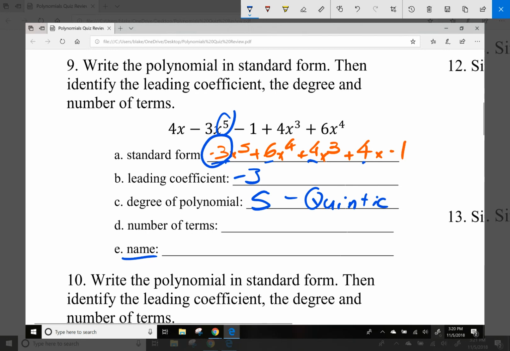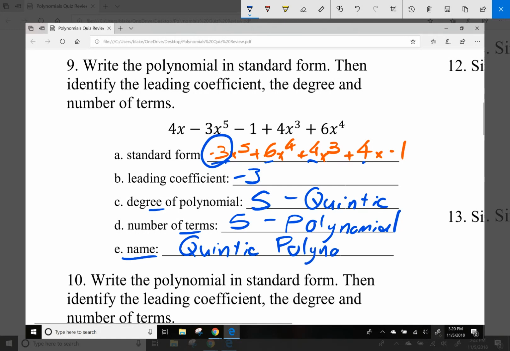And the number of terms: you just count how many terms you have. So you have 1 term, 2, 3, 4, 5 terms. So there are 5 terms, and that has a name as well. If you have 5 terms, you just call it a plain polynomial. So 4 terms, 5 terms, 6 terms, all just get called polynomial. So the name has a first and last part. It's based on the degree and its number of terms. In this case, it's quintic because it's 5th degree, and polynomial because 5 terms. So quintic polynomial is the name.